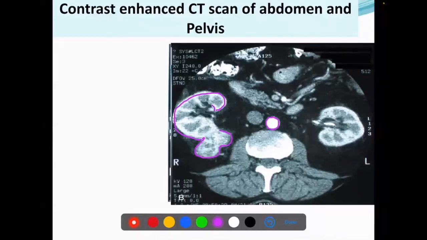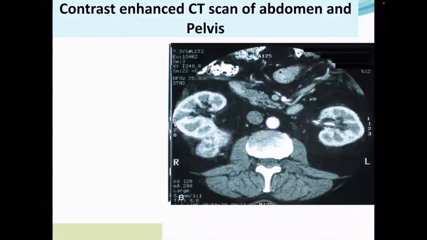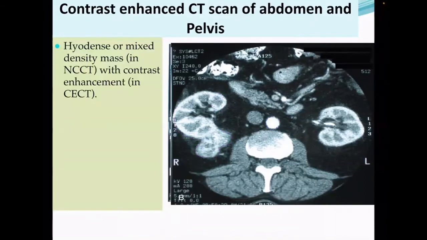So whenever we see a kidney tumor which is hypodense or isodense, that's grayish in color without contrast, and becomes white after giving contrast, that is contrast enhancement, and this is the classical finding in the case of RCC. Remember that. A hypodense or mixed density mass in non-contrast CT with enhancement after contrast in CECT is a classical finding of renal cell carcinoma.